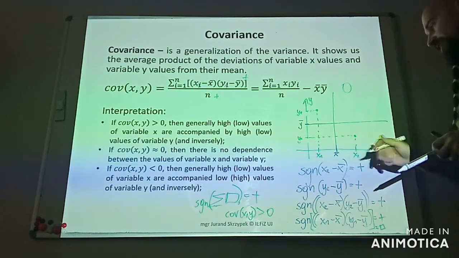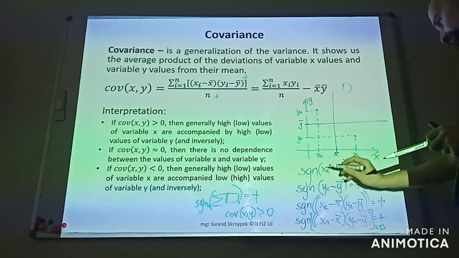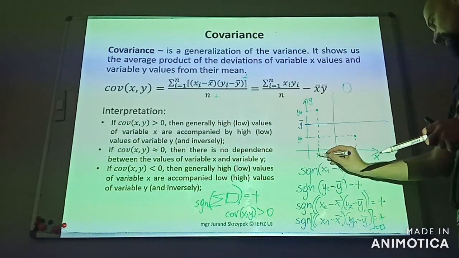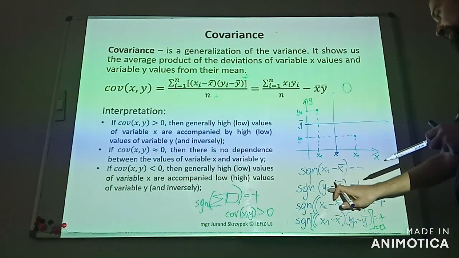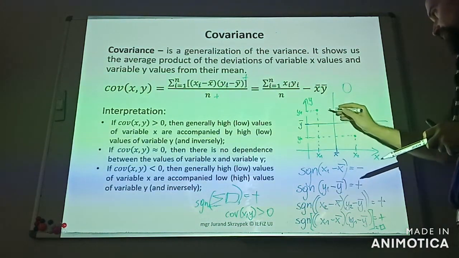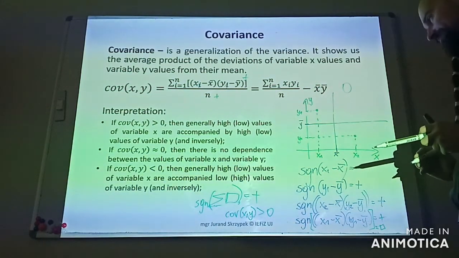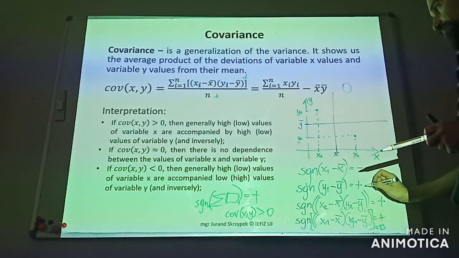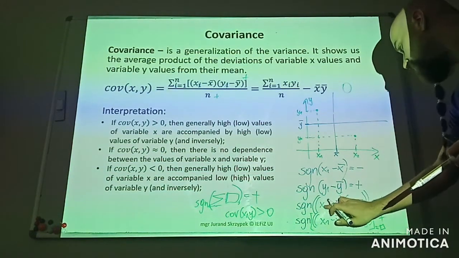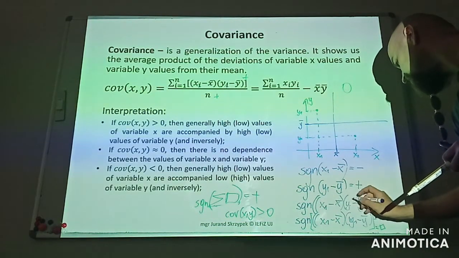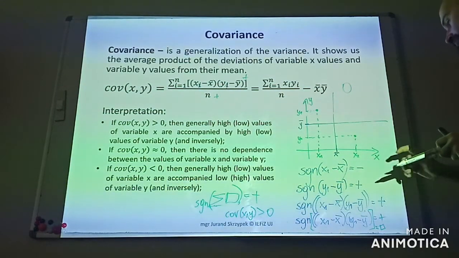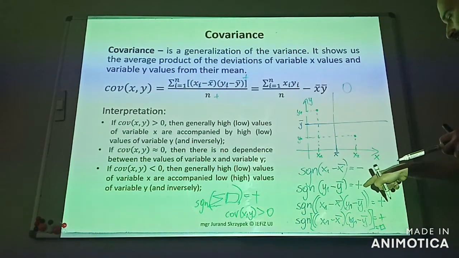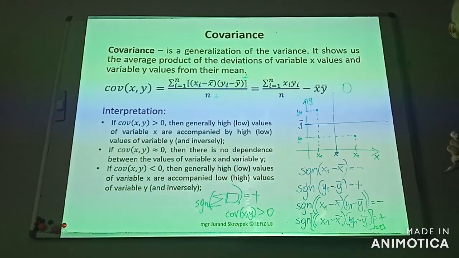What can we say about the signs of the deviations? x1 minus x mean is negative, but y1 minus y mean, y1 is higher than y mean, is positive. And then the product of these deviations, in which we have one negative and one positive value, will be negative.